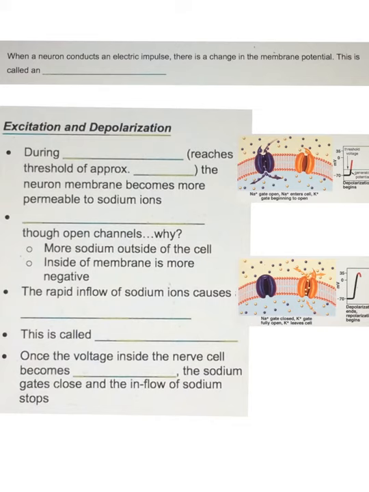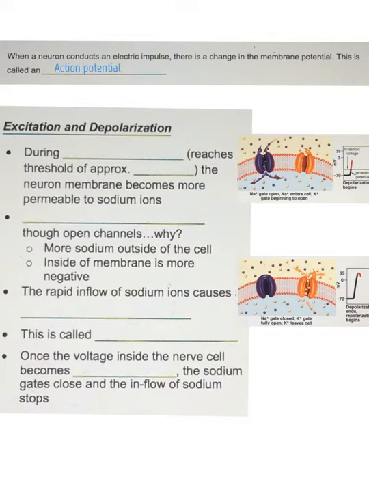Okay, so the first stage is when the neuron first conducts an electrical impulse, meaning it's received some sort of signal either from the brain or from a muscle. It's coming back to your central nervous system. So there's some sort of electrical impulse that the neuron has received, and there's going to end up being a change in the membrane potential. Okay, so if you remember, it was positive on the outside, negative on the inside. When we start to change that membrane potential, that number of negative 70 millivolts is going to change. We call that an action potential.